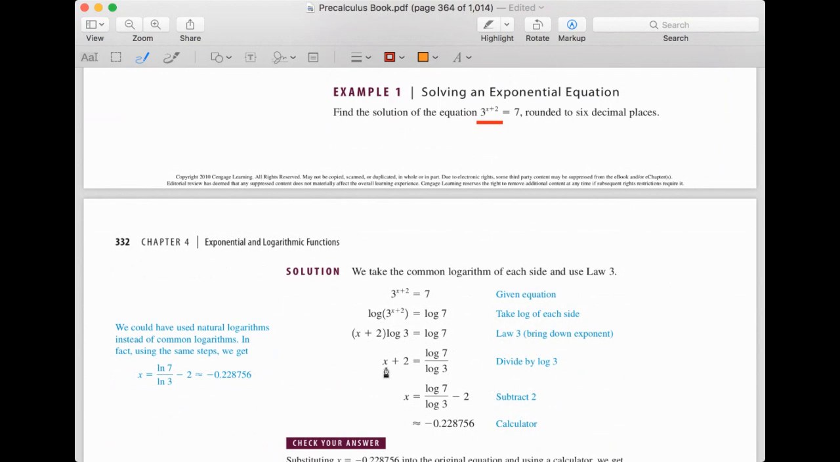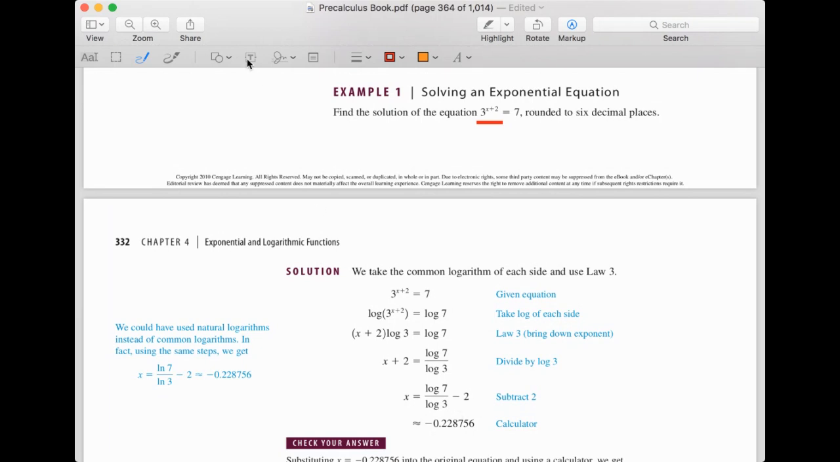Then we are solving for x. So we basically move this 2 to the other side, and it becomes minus. Or you could think we subtract 2 on both sides. So x equals log 7 or ln 7 divided by ln 3, minus 2.